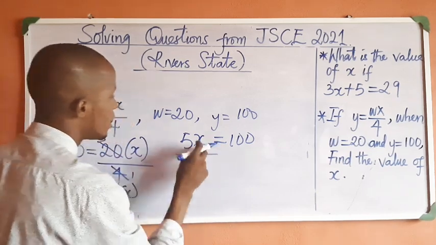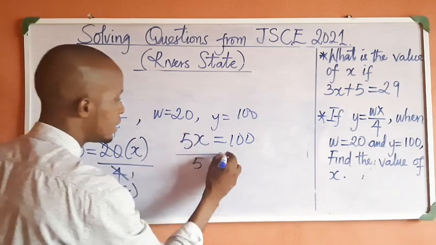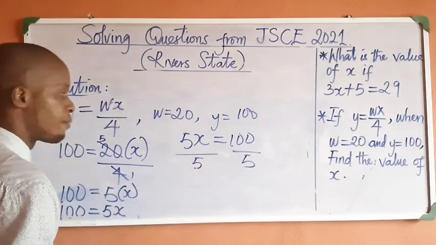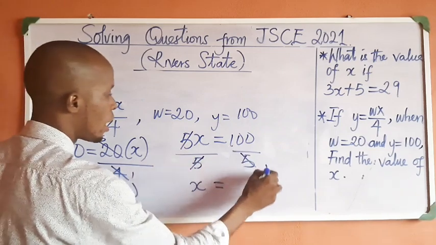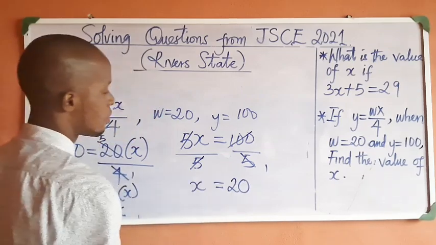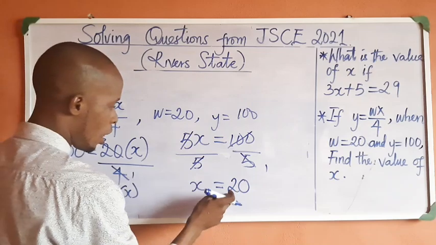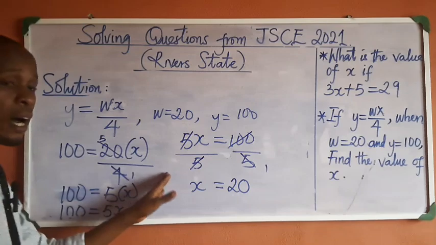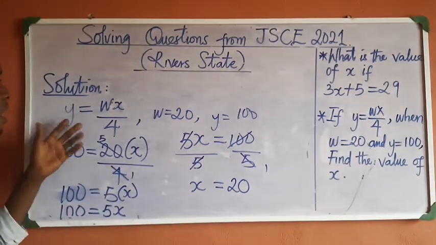So I divide this side by 5, the number attached to x, that is the coefficient of x. And then on this other side too, I simply divide by 5. So 5 will cancel 5 here. I'm left with x here. And then 5 in 100 will simply give me 20, because 5 times 20 will give me 100. So the value of x in this equation is 20. And before I end the class, this type of equation is a fractional equation.